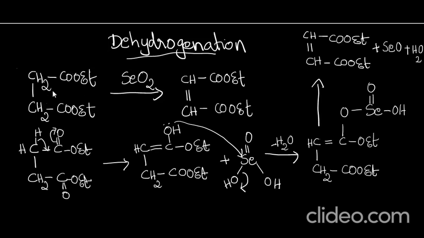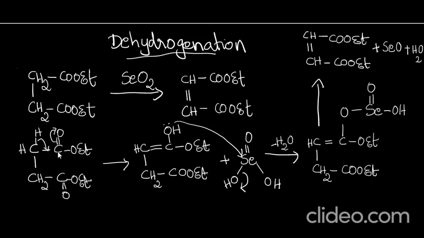This is an ester of succinic acid, CH2 CH2 COOEt twice. In the presence of selenium dioxide, it will undergo dehydrogenation and be converted into CH double bond CH COOEt twice. What is the mechanism of dehydrogenation using selenium dioxide?